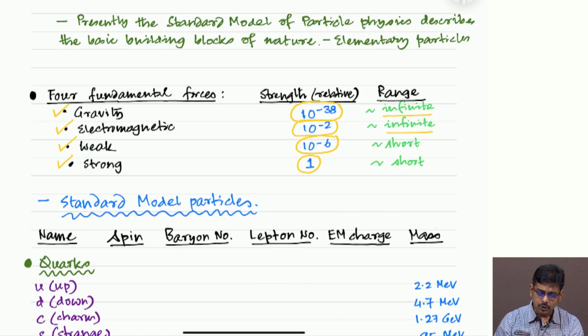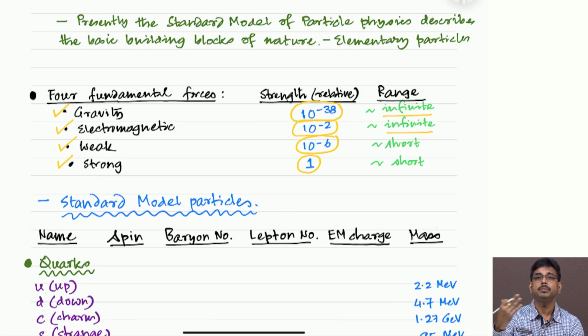So, for example, we all talk about this GMm by r square law in gravity, by which you can talk about the stellar motions and so on. That has arisen because this force is infinitely spread. So, we have a classical analog of this force description, and the same thing is true for the electromagnetic forces. But on the other hand, the weak and strong interactions are short range. Therefore, quantum mechanics, or rather quantum field theory, is essential to describe them.